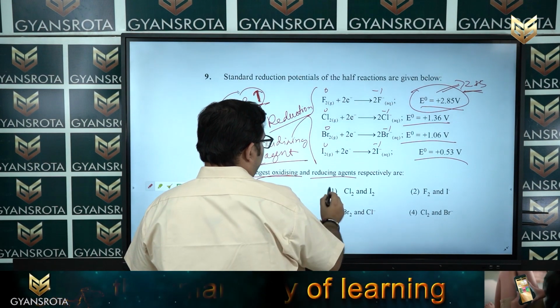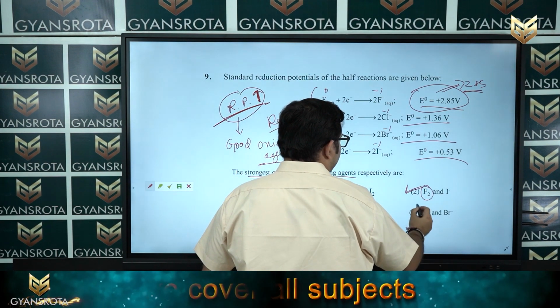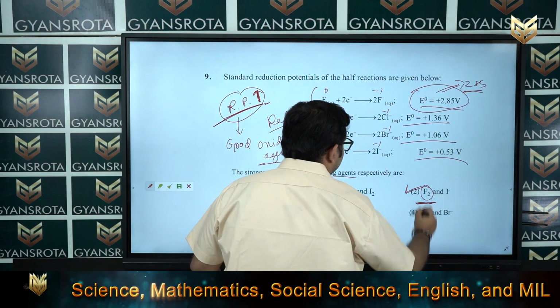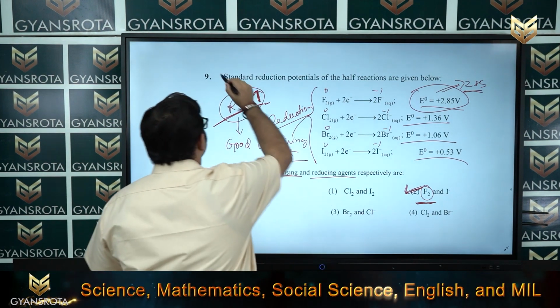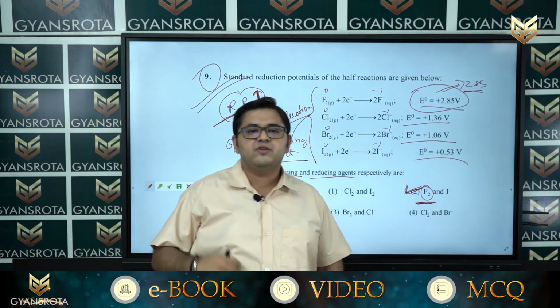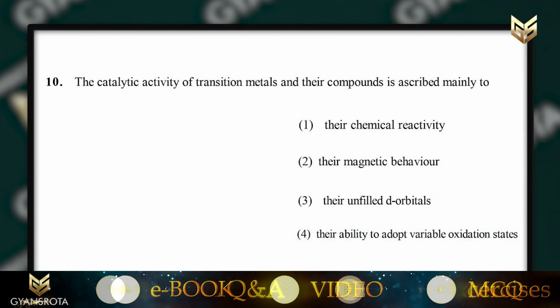So if you see in your options, only one option, that is option number 2, has F2 as a good oxidizing agent and I minus as your reducing agent. So option number 2 is the correct answer of your question number 9. Now we are moving to the next question, that is question number 10. Question number 10 is on your screen.